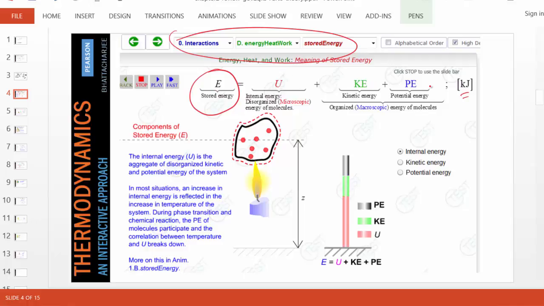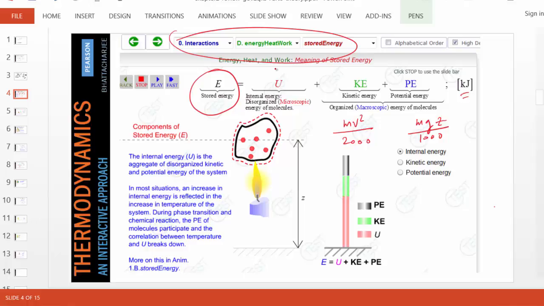U, KE, PE. KE and PE are easy to understand. KE is the kinetic energy. Everybody knows that: half m v square. Or in our SI units, it should be half m v square by 1000. So we'll write it like this. And PE is m g z. Again, we'll divide by 1000 to get the unit of kilojoules. KE and PE are organized energy of molecules. In other words, you can see this with your naked eye. If something is moving faster, you can say it has higher kinetic energy. If something is at a higher elevation, you can say it has more potential energy, gravitational potential energy.